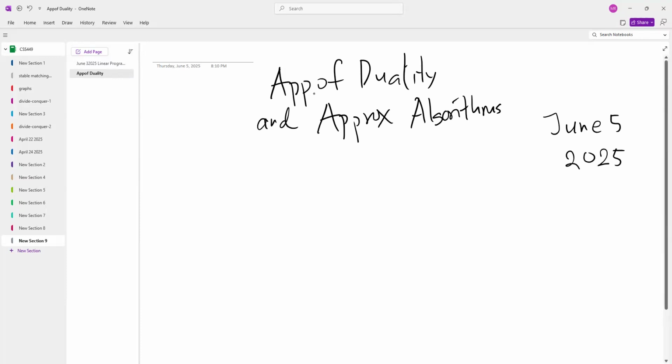Okay, so the topic for today is to quickly cover an application of duality, and then I want to spend the rest of the lecture talking about some approximation algorithms. Okay. Now, the application of duality that I want to talk about is max flow.